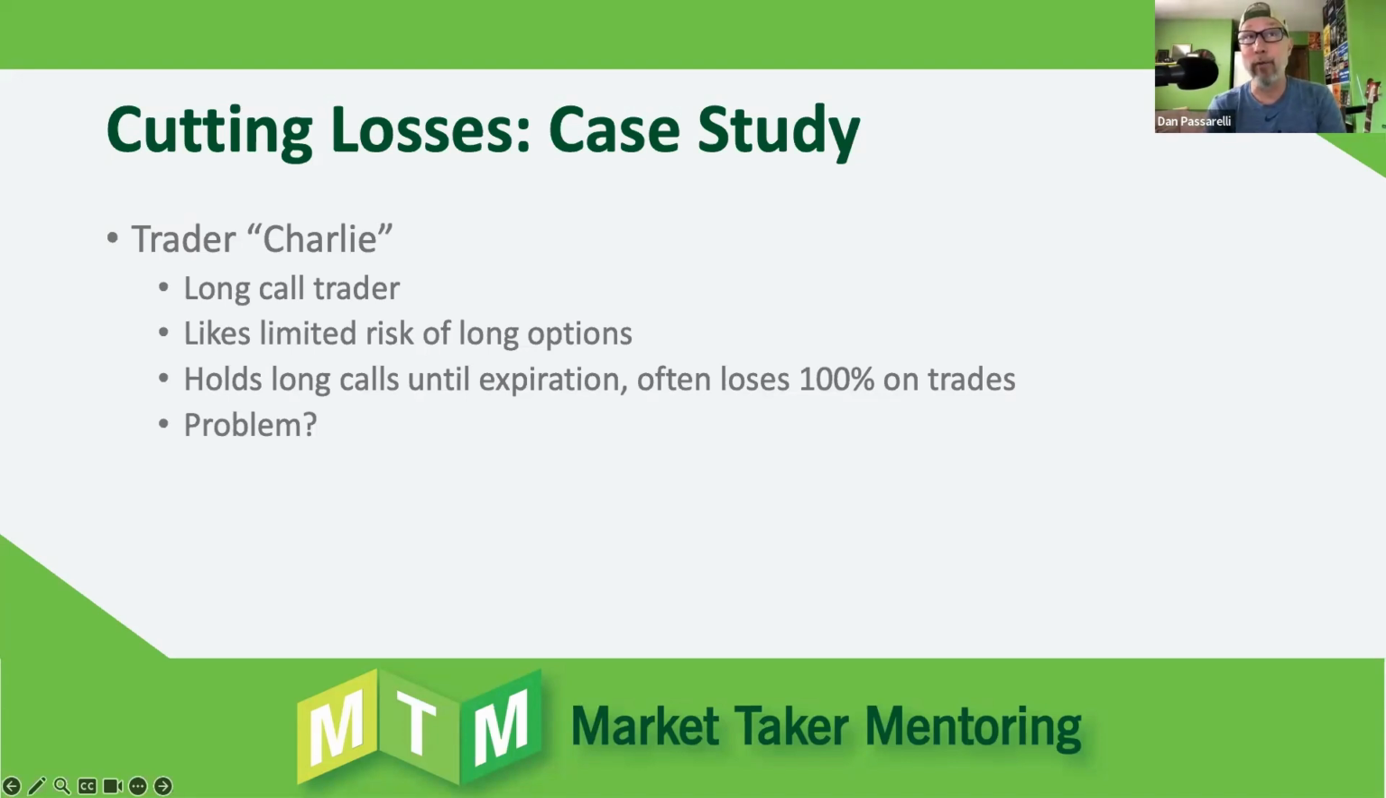Charlie likes the limited risk of long options, tends to hold long calls all the way till expiration to give them time to expire, time to see the thing play out. But because of that, somehow or another, and maybe he's not sure why, he often loses 100% on his trades. Well, is there a problem? Yeah, I mean, if you're often losing 100% on your trades, I think there is a problem.